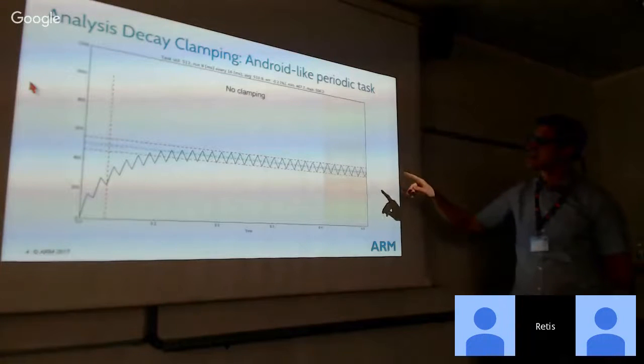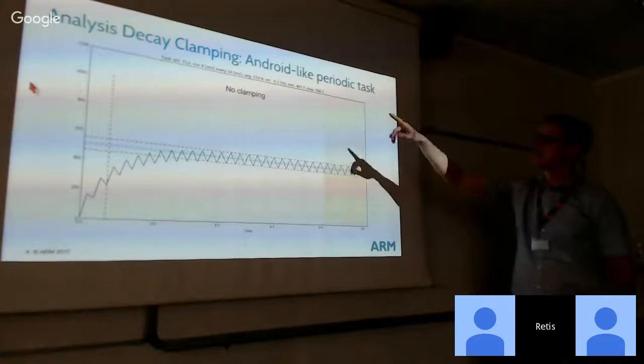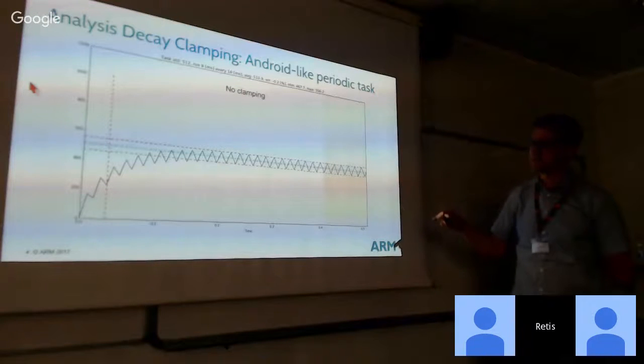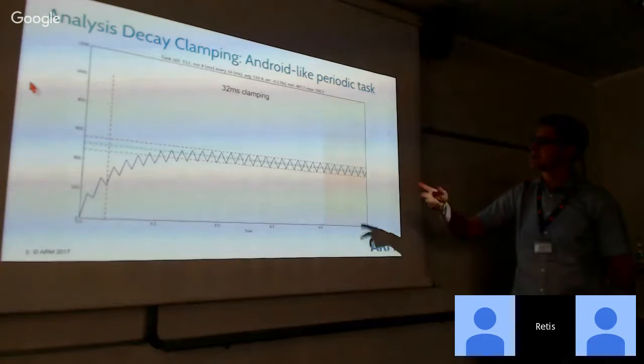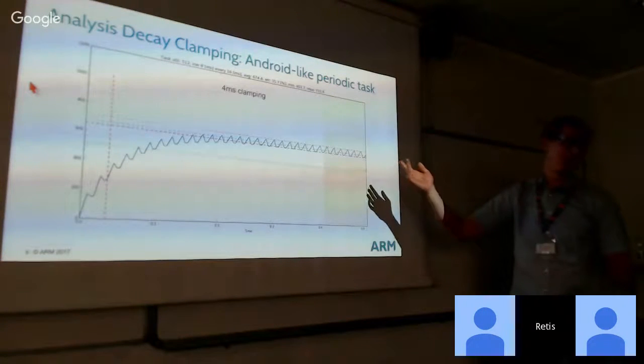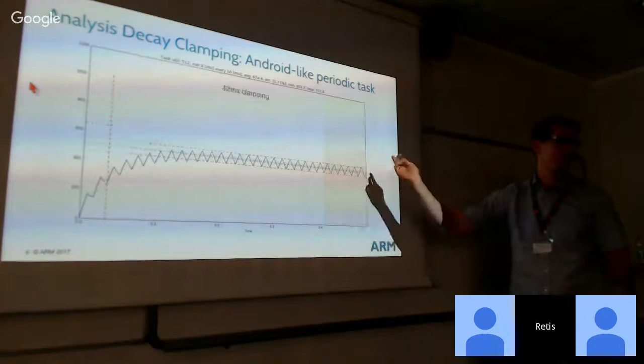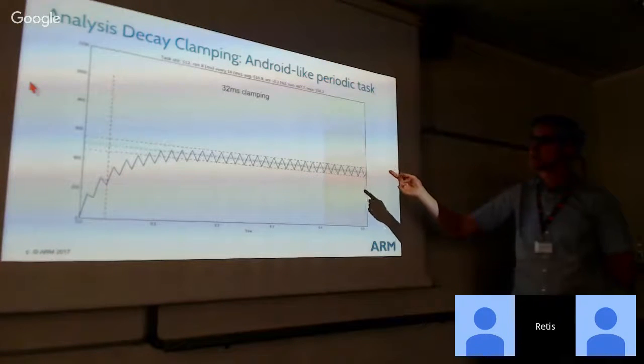So this task is not too bad, but because the period is so short, the clamping doesn't really have any effect on this one. I think we have one with 32 millisecond clamping, which is quite tight. It makes no difference because this task is only sleeping 8 milliseconds at a time.